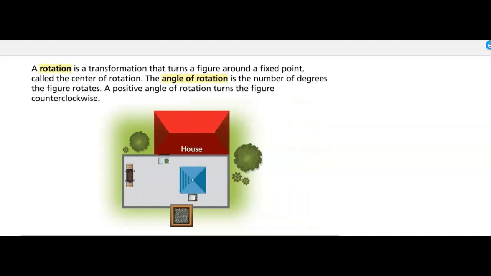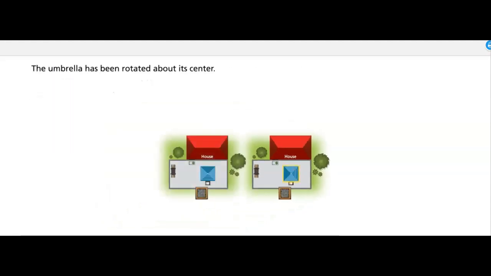A rotation is a transformation that turns a figure around a fixed point, called the center of rotation. The angle of rotation is the number of degrees the figure rotates. A positive angle of rotation turns the figure counterclockwise. The umbrella has been rotated about its center. How many degrees did the umbrella rotate from its original position?